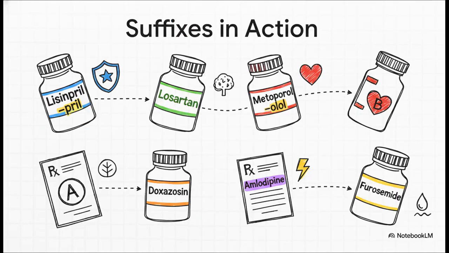Now let's see it in action. Check this out. Lisinopril ends in pril, so it's an ACE inhibitor. Losartan, that's an ARB. Metoprolol, that lol suffix tells you right away it's a beta blocker. See? Once you spot this pattern, you really can't unsee it.